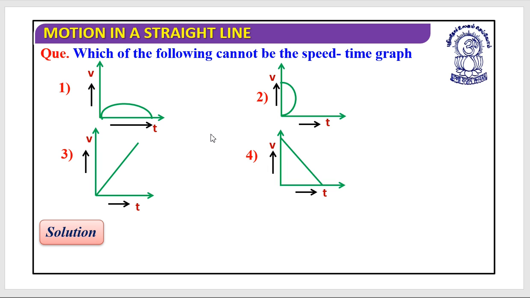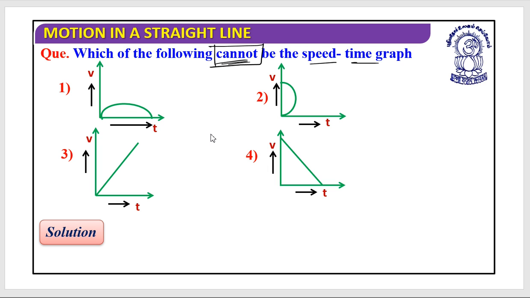Which of the following cannot be the speed versus time graph? Do it yourself. Are you doing it? Okay, let me help you. What they have asked is which graph cannot be, speed versus time. They are asking about speed versus time.